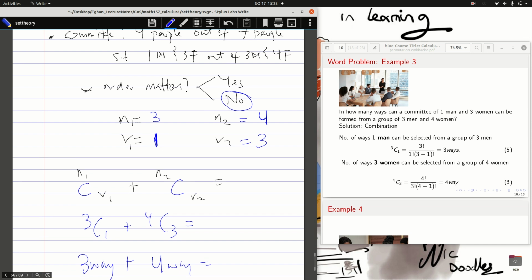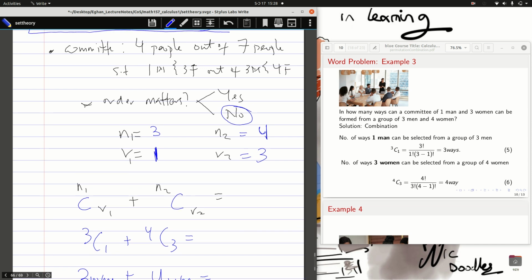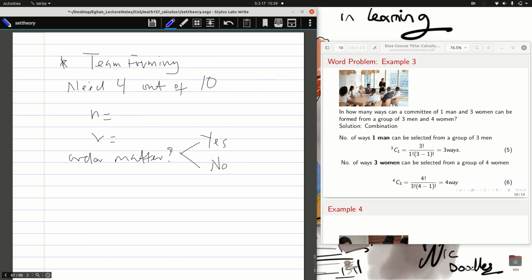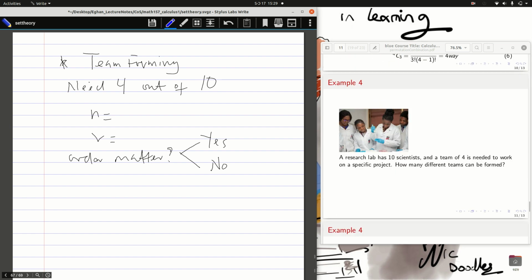This is practical in, let's say, forming groups in the classroom and so on and so forth. You use combination, unless some preference has to be made, then permutations come in.